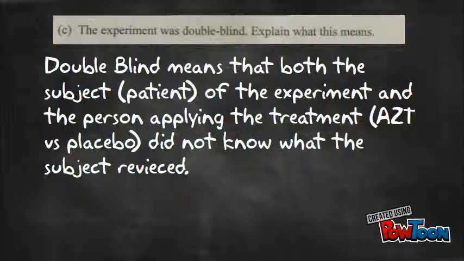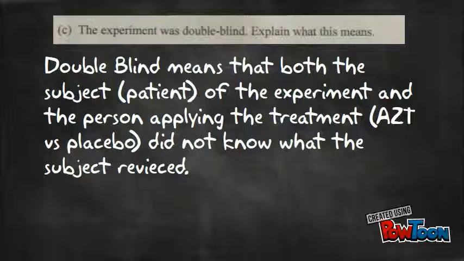C. The experiment was double-blind. Explain what this means. A double-blind experiment is simply when both the subject, in this case the patient, and the person applying the treatment, in this case the AZT versus the placebo, did not know which the subject received.